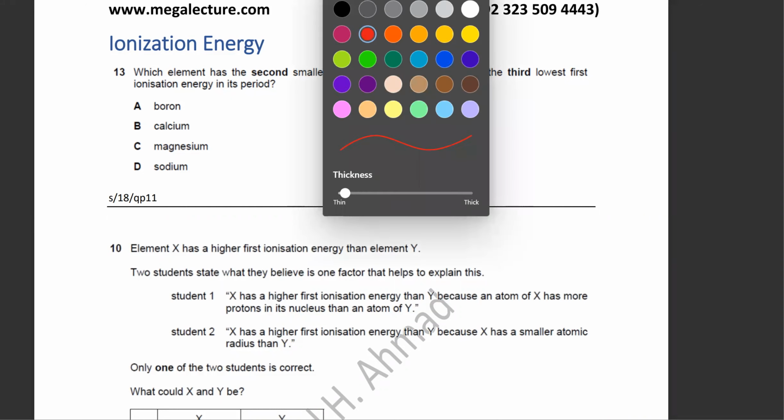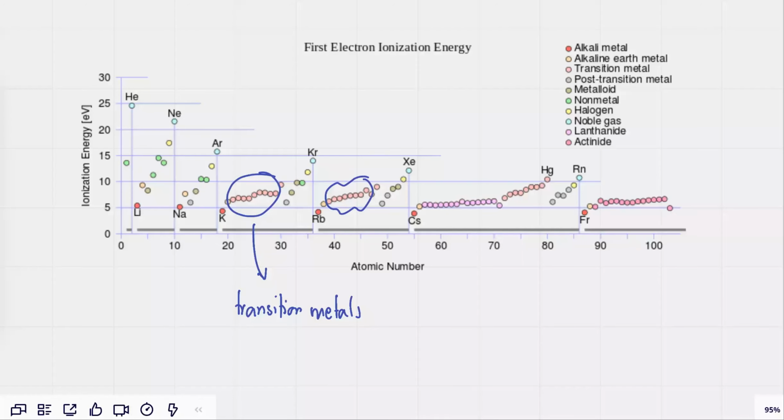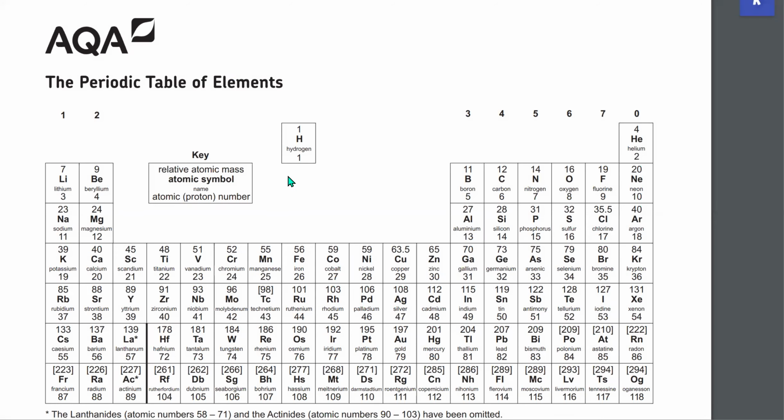Which element has the second smallest atomic radius in its group? So comprehend the question. What is it saying? Second smallest atomic radius in its group. What does that mean? So here's my periodic table. Let's talk about this group. Let's look at group 1. Which one is going to have the second smallest atomic radius?